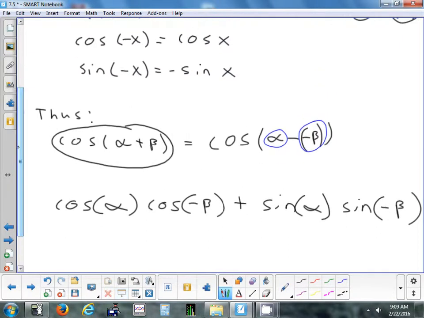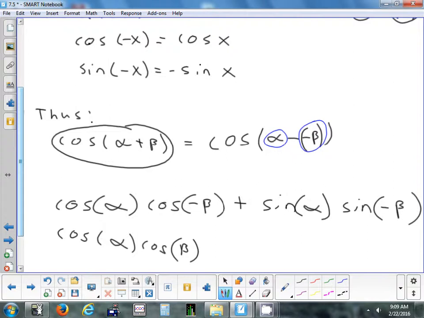All right, what did we say earlier about this negative inside the cosine? Does it make a difference? No. This negative with the cosine, we can just get rid of it. Okay? We don't even need it. So it's cosine alpha, cosine beta.